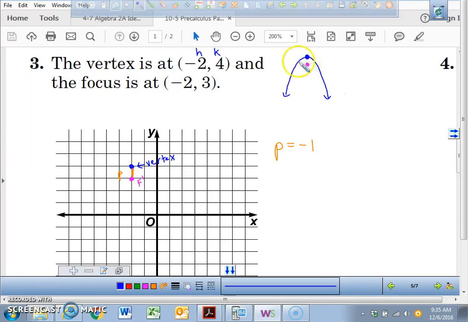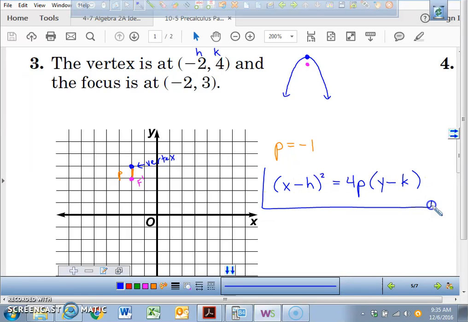If it's opening up or down, here's your standard equation right here. You're going to say (x minus h) squared equals 4p times (y minus k). So this is the formula right here that we're going to plug everything into. So our equation for this would be x minus h. Well, what is our h value? -2. So if I plug in a -2, that's going to change it from a negative to a positive. So it's going to be (x plus 2) squared.